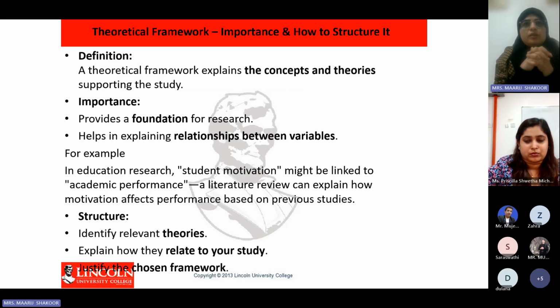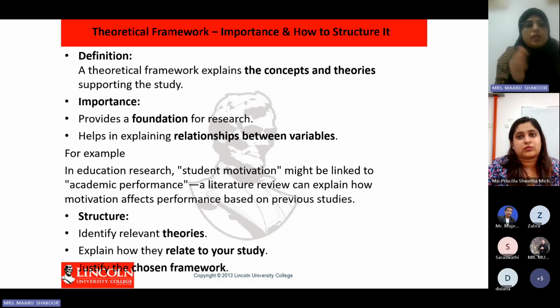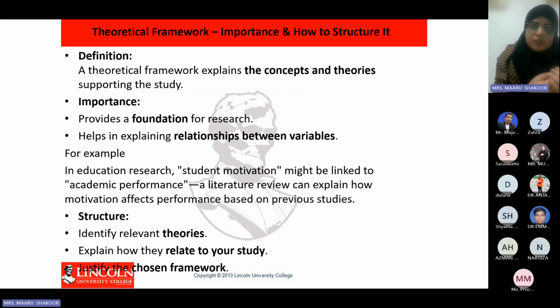It should not be like, if you're going to talk about post-colonial literature, then you can talk about trauma, then you can talk about empathy, then all this stuff. No, it should be thematically organized, arranged, and to the point. Okay. Yes, it provides a foundation for research. It's a foundation for your research.